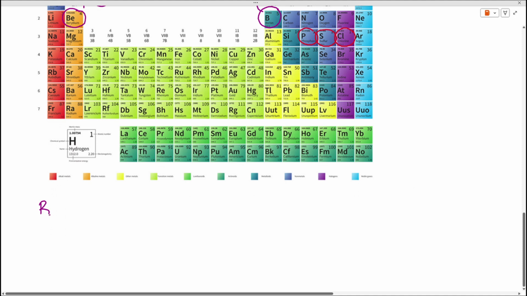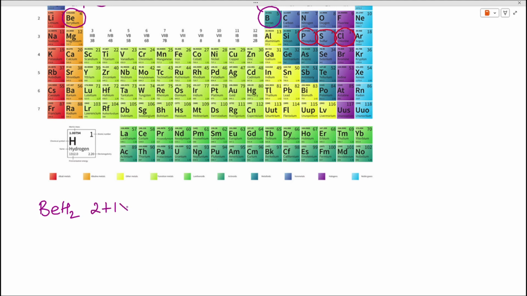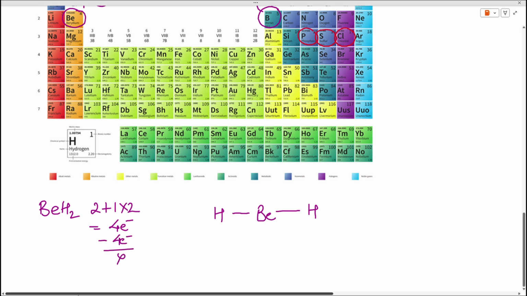So let us try drawing the structure of beryllium hydride. Now over here, beryllium has 2 valence electrons plus hydrogen has 1 multiplied by 2. So we have a total of 4 electrons. We'll put beryllium in the center and 2 hydrogens around it. And now we have to make at least 1 bond between them. So we have used a total of 4 electrons and we are left with nothing.